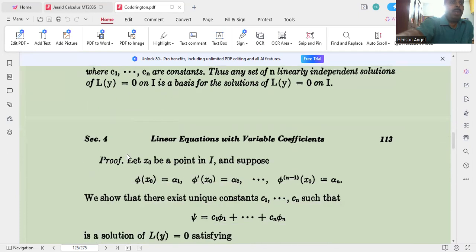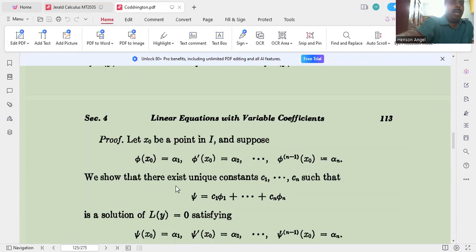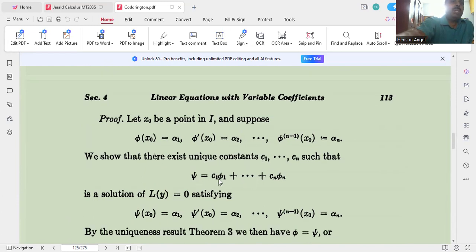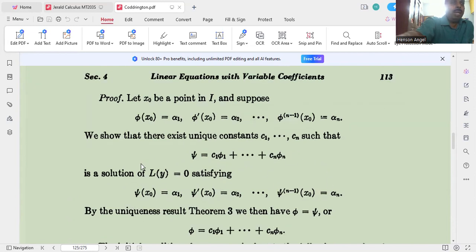Now we see the proof. Let x0 be a point in the interval I. Suppose phi of x0 equals alpha 1, phi dash of x0 equals alpha 2, phi double dash of x0 equals alpha 3, etc., phi (n minus 1) of x0 equals alpha n. We show that there exist unique constants C1, C2, C3, ..., Cn such that psi equal to C1 phi 1 plus C2 phi 2 plus etc., Cn phi n is a solution of L(y) = 0 satisfying these initial conditions.